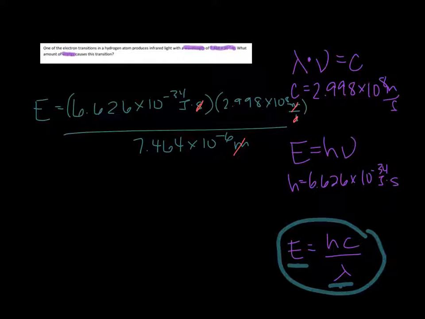And so I'm going to multiply this times this, and then divide by that number. And what I end up getting for my answer is 2.661 times 10 to the negative 20 joules.